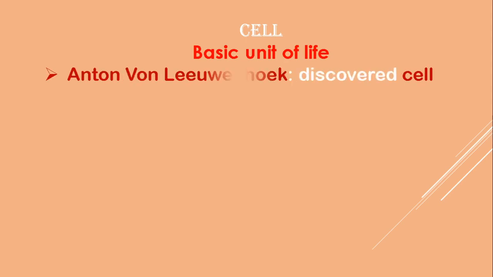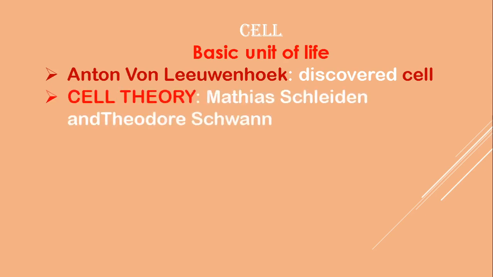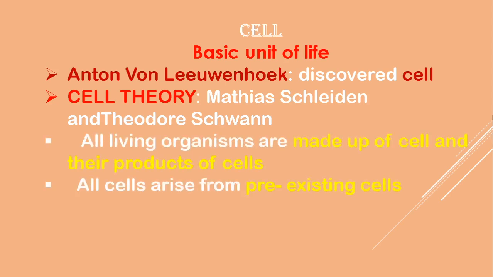The cell is the basic unit of life, which was discovered by Anton von Leeuwenhoek in living organisms, but otherwise the term was coined by Robert Hooke. The cell theory was mainly put forward by Matthias Schleiden and Theodor Schwann. Virchow also worked on it, which states that all living organisms are made up of cells and their products. All cells arise from pre-existing cells. That last statement, the second statement, was given by Virchow.